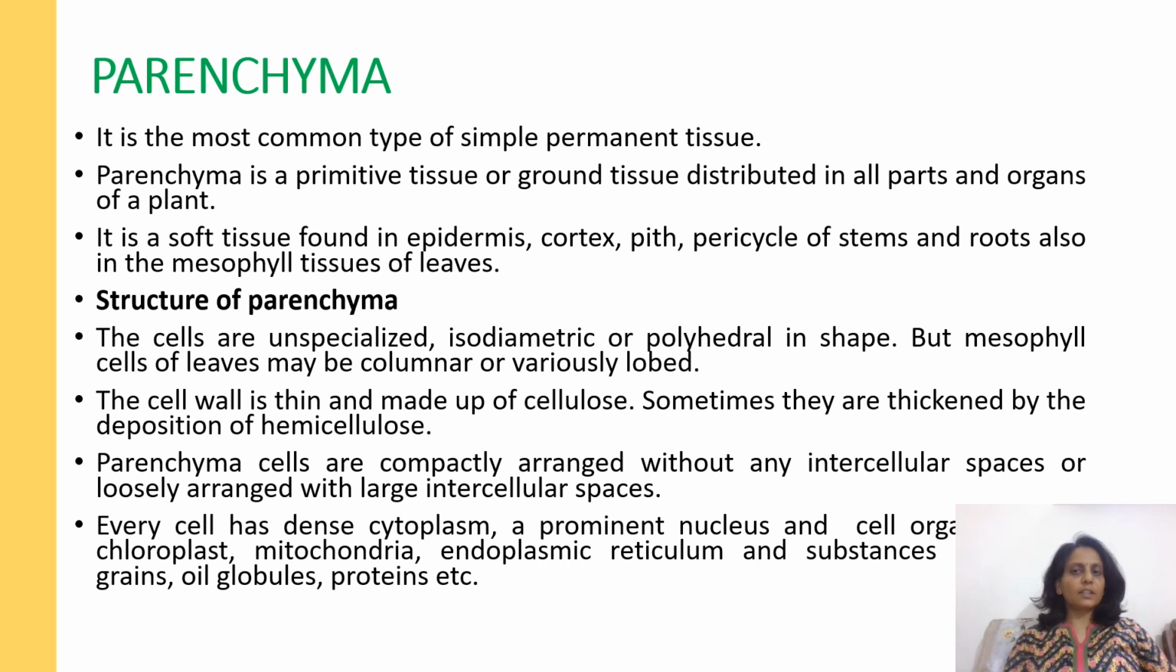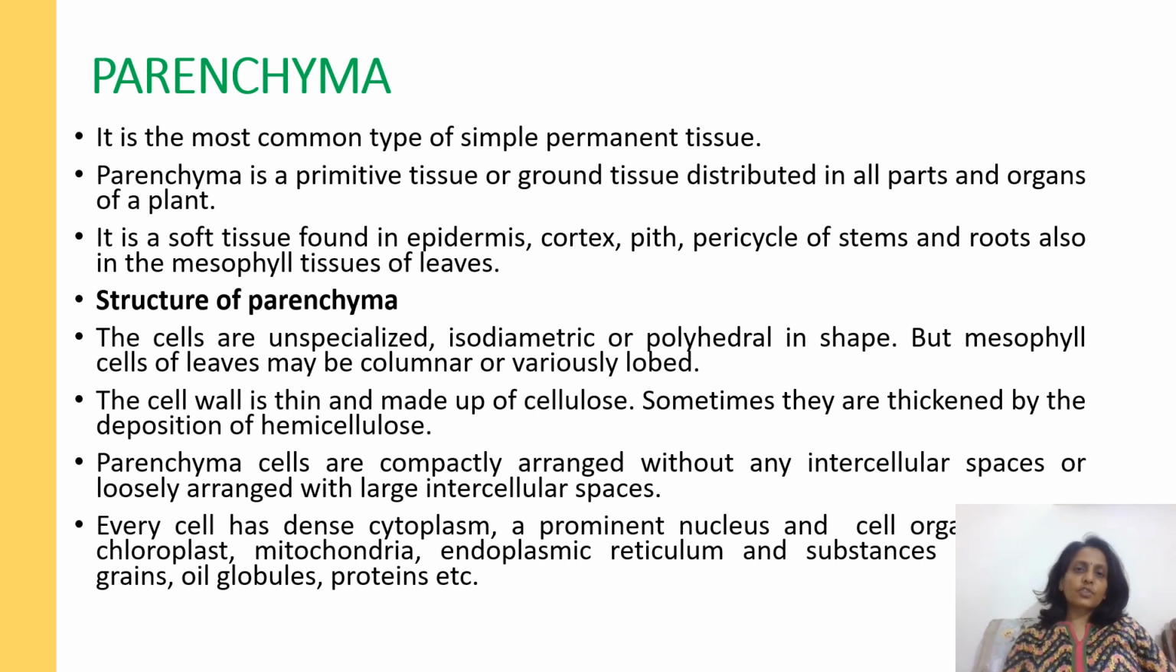Parenchyma cells are otherwise called ground tissue. They form the major part of the plant body. They are found distributed in all parts and organs of a plant. It is a soft tissue which is found in the epidermis, cortex, in the region of the pith, pericycle of stems and roots, and also in the mesophyll tissues of leaves.